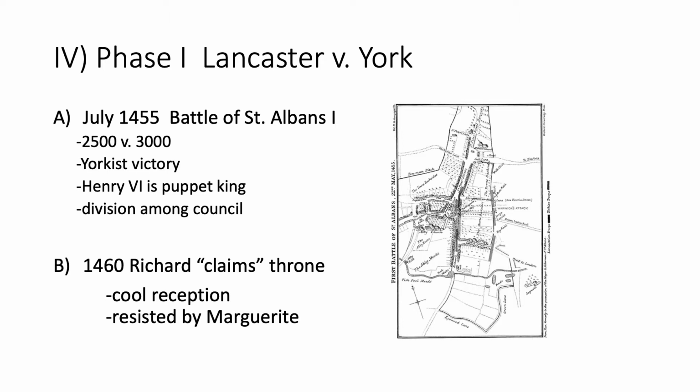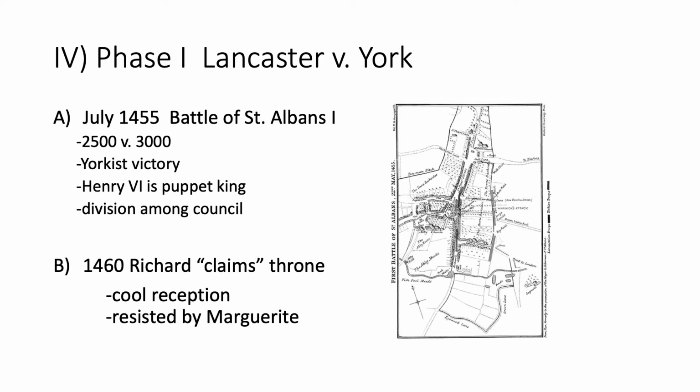So Richard is banished in exile, and along with a lot of other barons who are not happy with Marguerite's position at court or with the influence she and Somerset wield over the king, engage in one of the first major battles of the Cousins War. So this is the first Battle of St. Albans. It's fairly small scale, as you can see.